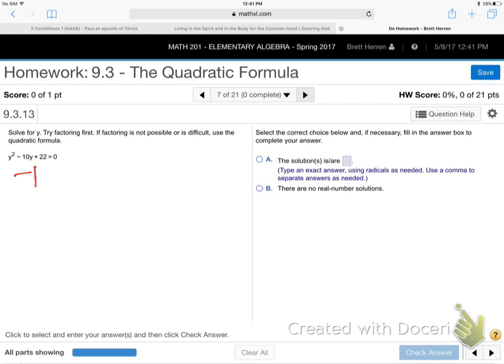He's your friend. He'll help you. Negative b plus or minus the square root of b squared minus 4ac, all over 2a. Right? So just plug in the a, b, and c to the quadratic formula.